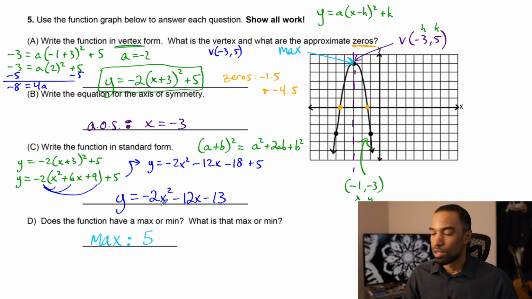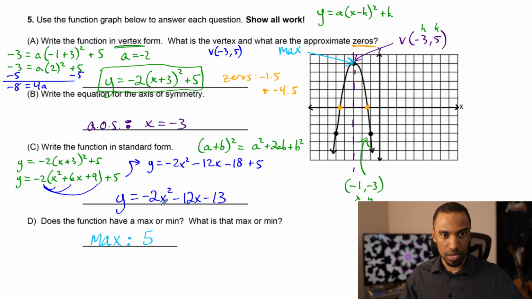That's it. All right, I'm going to do another problem that's very much like this. This is another parabola. I think they ask the same kinds of questions.